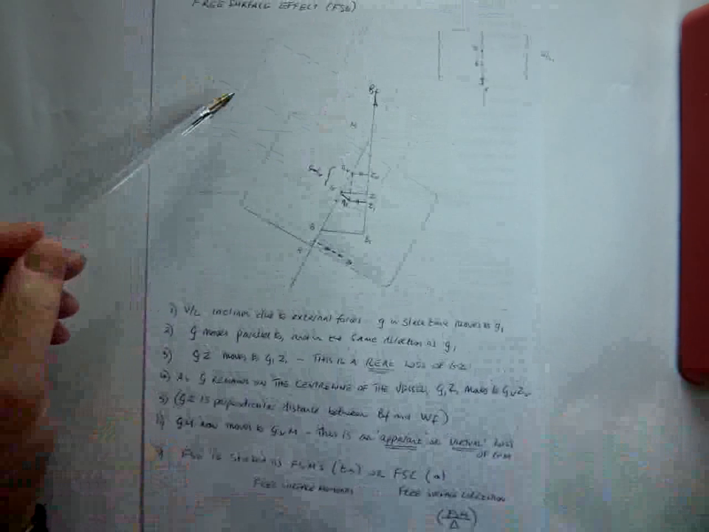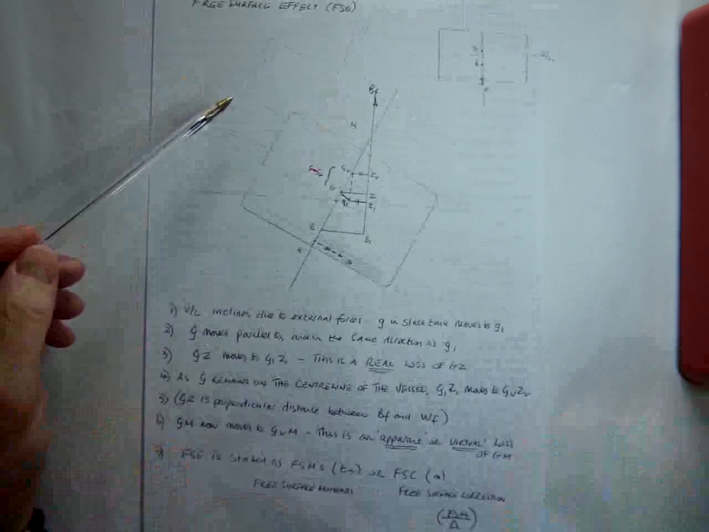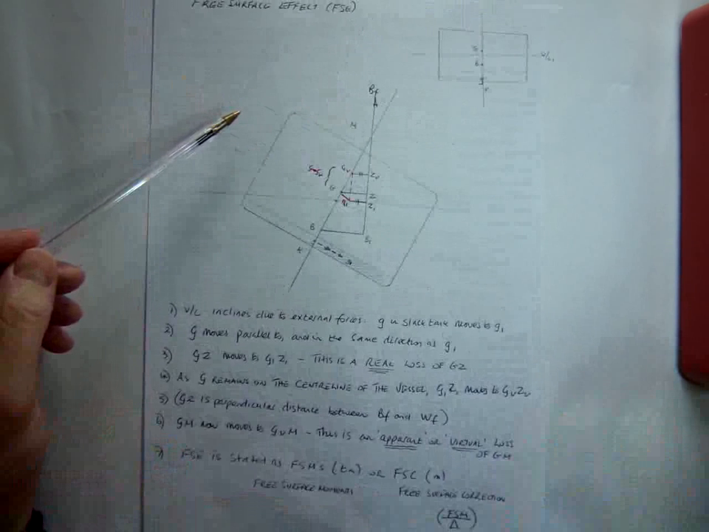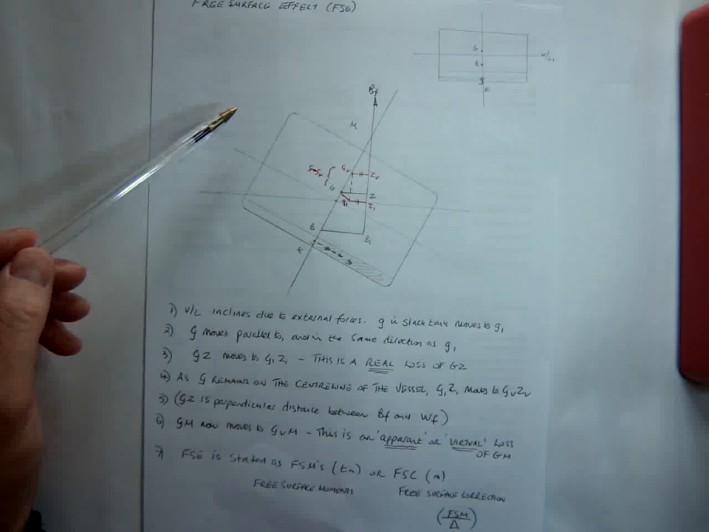We're going to have a quick look now at free surface effects. The free surface effect occurs when you have a vessel with slack tanks that's inclined, and the water in the slack tank, or the liquid, sloshes over and creates a situation where your righting lever is reduced and you suffer an apparent loss of GM.